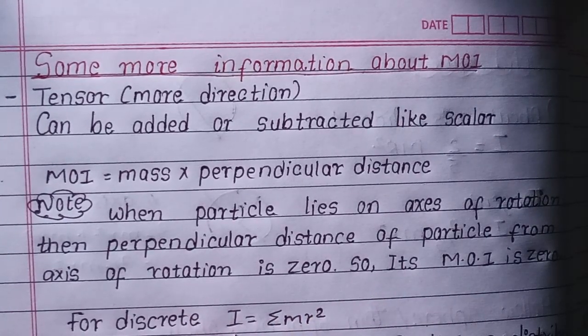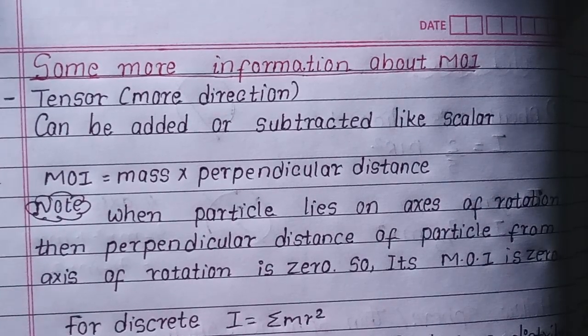For discrete, I is equal to mr square. For continuous, dI is equal to dm times x square for continuous distribution.